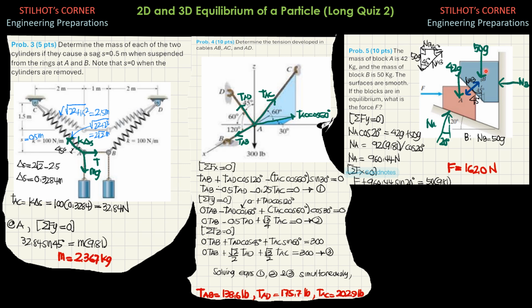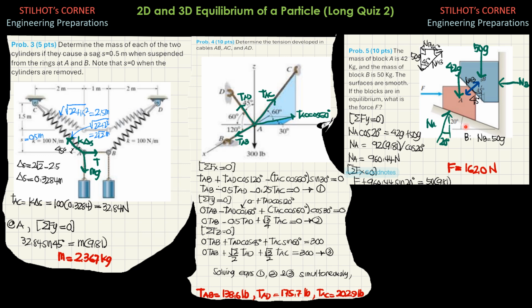We have weight of B, 50 kilograms times G, 9.81, so that would be in newtons. Weight of A, 42 kilograms times G. Then we have normal at B. The surface is smooth, so it is horizontal, perpendicular to this vertical surface. This is the required F, and normal to this surface, which makes an angle of 20 degrees. So the normal at A is also making an angle with the vertical of 20 degrees.